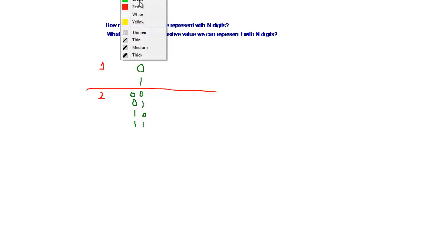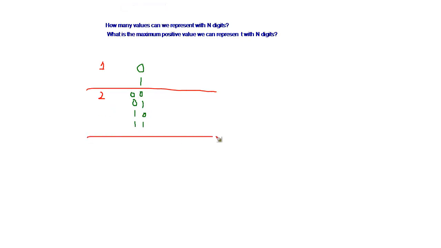Well, like I showed before, with two digits, we can... Actually, let's start with one, okay? If we have one digit, we can have a zero. We can have a one. That is one digit. How many states do we get? Well, we get two. All right, let's do two digits. With two digits, that's 00, 01, 10, 11. There we go. There's all the permutations. How many permutations are there? There's four in that case.